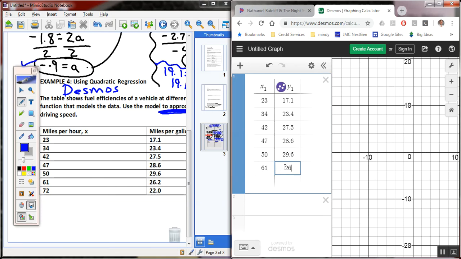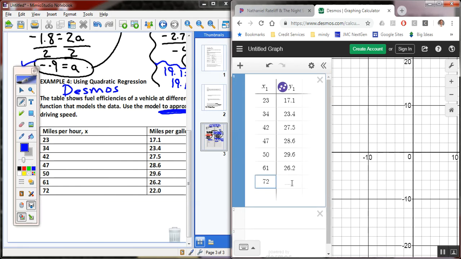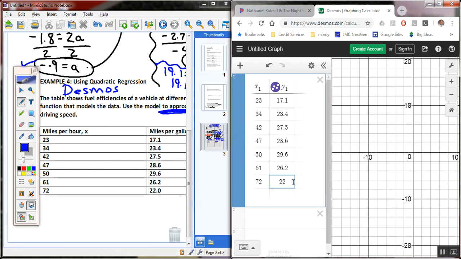So what's happening to my fuel mileage now? The faster I start going, I was getting 29.6 miles per gallon at 50 miles per hour, but now what's happening to my fuel mileage? My fuel mileage was always increasing, but now it's starting to do what? Decrease, right? And 72 and 22. Okay. All right, I have that data in there. You guys make sure you get that data in there as well.